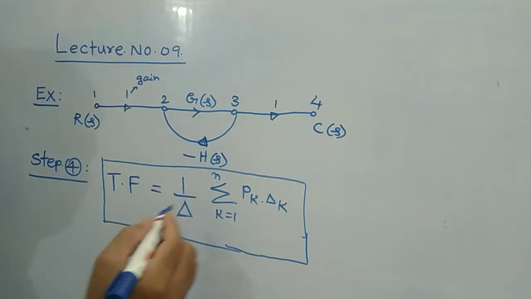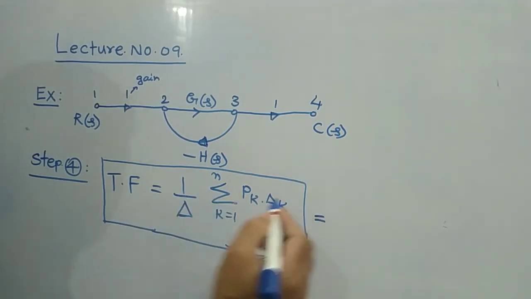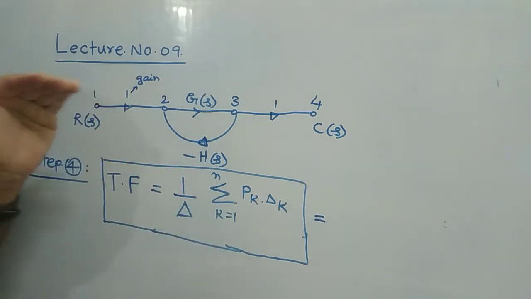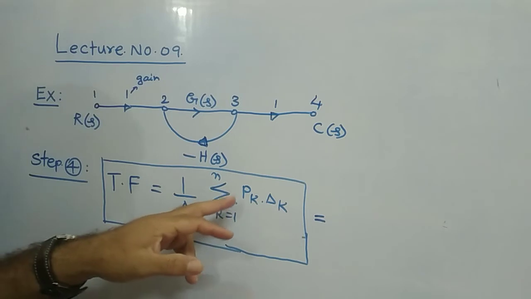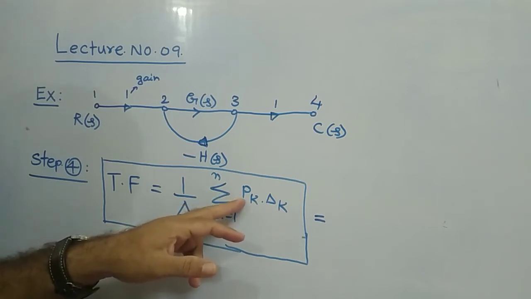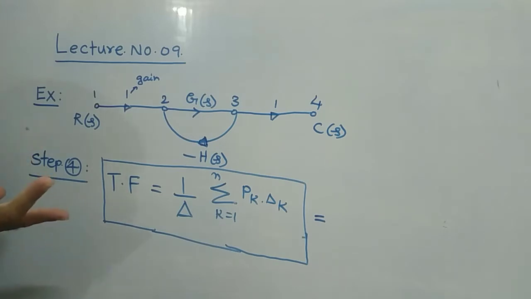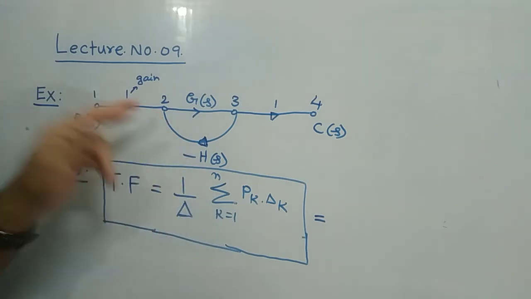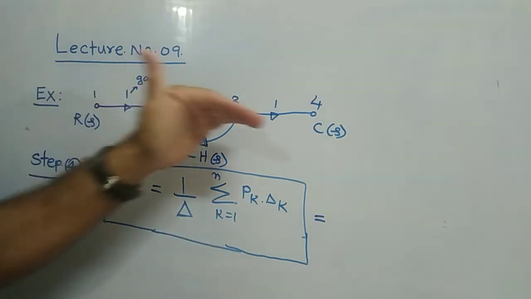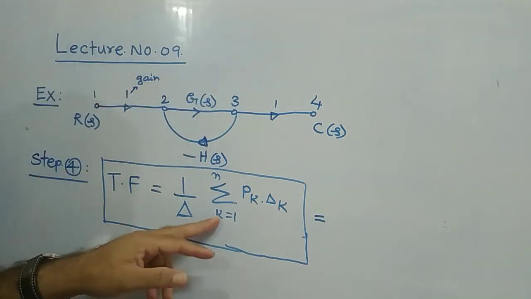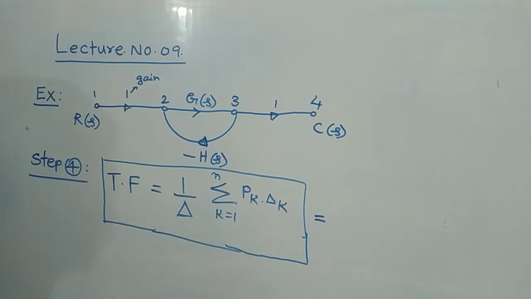Now this is equal to, here what is K? K is nothing but the number of forward paths. K is also associated with your forward path only. So here the value of K is 1 only. As the number of forward paths is 1, your K value is also equal to 1 only.